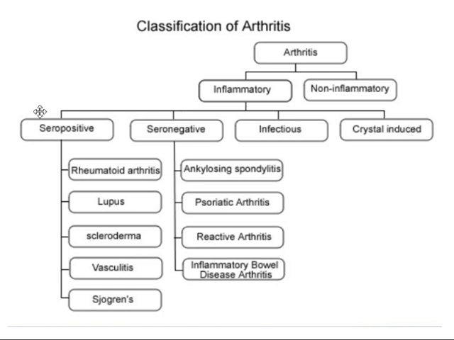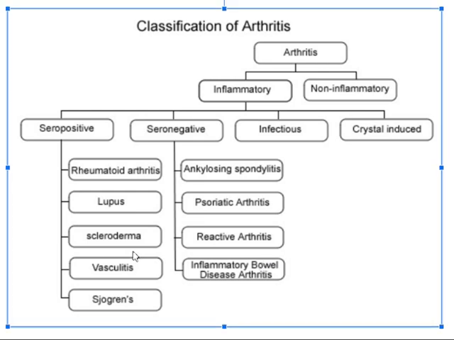Okay, and among the seronegative, we can see four types, that is ankylosing spondylitis, psoriatic arthritis, reactive arthritis, and inflammatory bowel disease arthritis, that is enteropathic arthritis associated with ulcerative colitis and Crohn's disease. Okay, so our topic for today is the seronegative arthritis, that is ankylosing spondylitis, psoriatic arthritis, reactive arthritis, and inflammatory bowel disease.